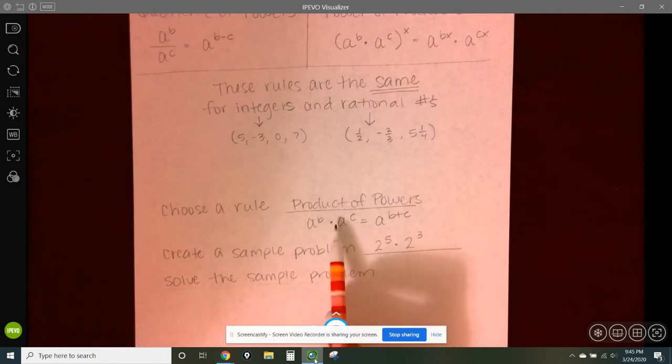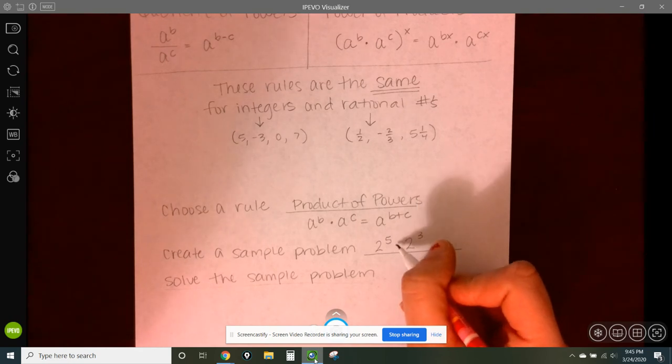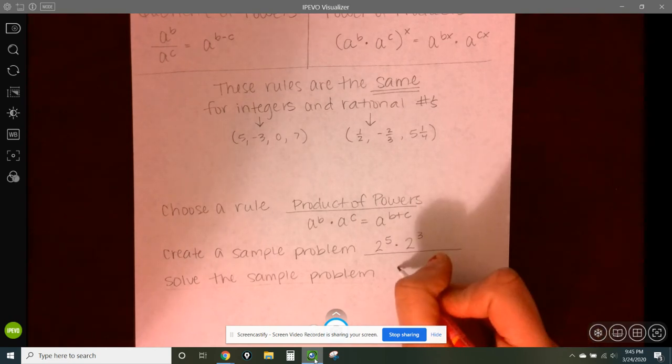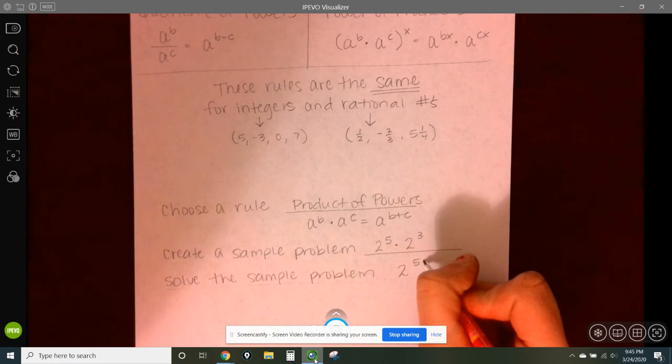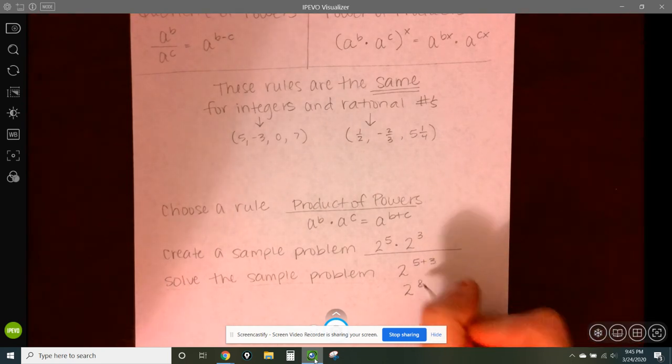So you're going to use your exponent rule that you just wrote down to solve your sample problem. Okay, so since I know 2 to the 5th power times 2 to the 3rd power, that's going to be 2 to the 5 plus 3. My answer would be 2 to the 8th power.